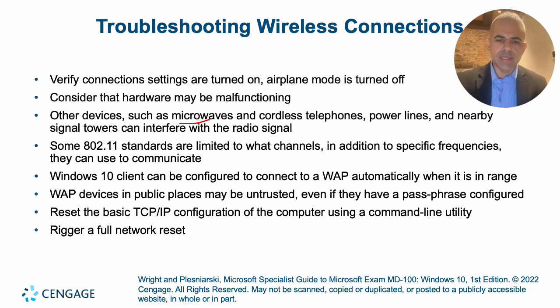Make sure that the 802.11 standard that you have isn't limited. So you think you're using AX when in reality you're using B, and that only limits you to a certain throughput and a certain frequency. Make sure that the Windows 10 client is actually configured to connect to that wireless access point.